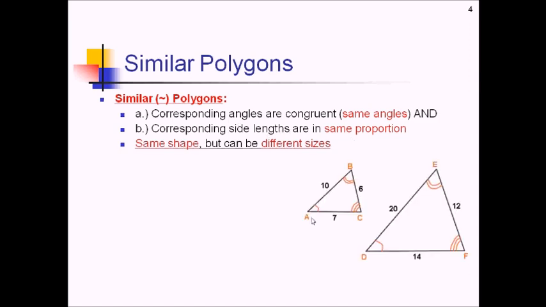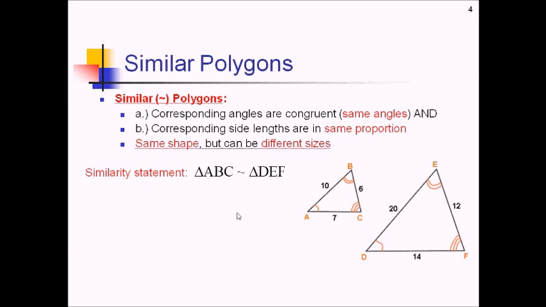So for example, triangle ABC and triangle DEF. Same shape, same angles, different lengths. Let's talk about the notation of similarity. So we have this little squiggly symbol here. We can say that triangle ABC is similar to triangle DEF using this symbol. This, by the way, is called a similarity statement.